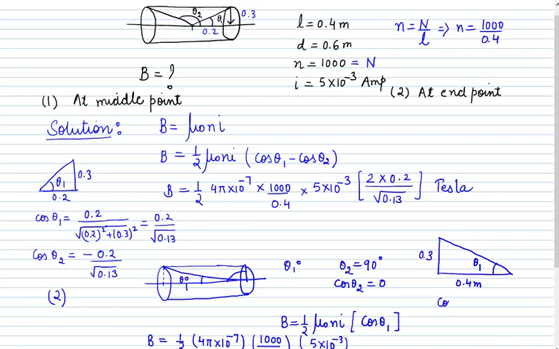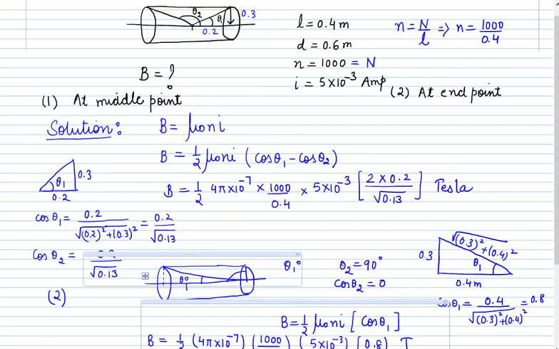So if you calculate cos theta 1, that comes out to be 0.4 upon, that is the base, and this will be under root of 0.3 square plus 0.4 square. If you solve it, it comes out to be 0.8. So this is 0.8. This Tesla will be the magnetic field at the ends. So this numerical is now done.